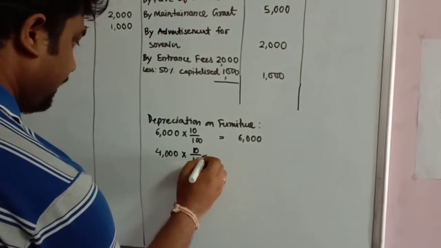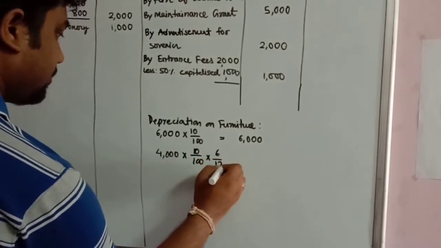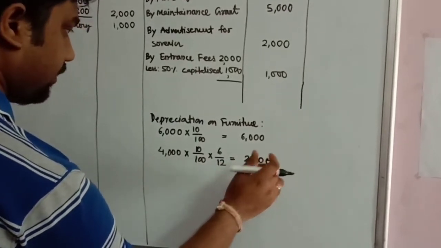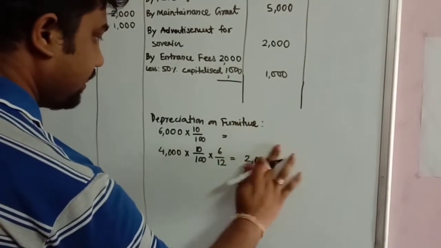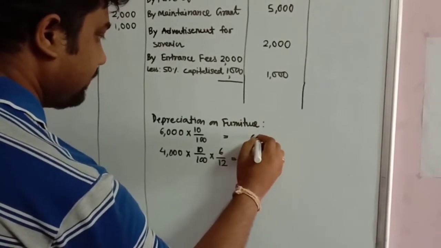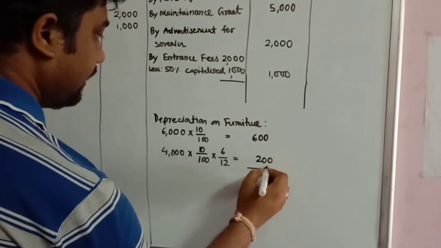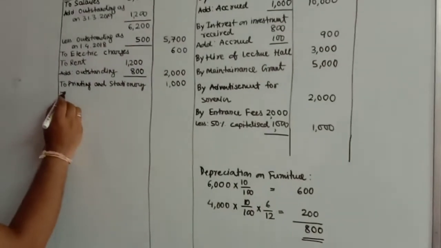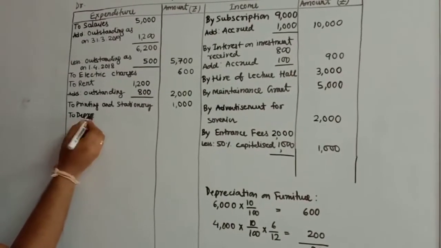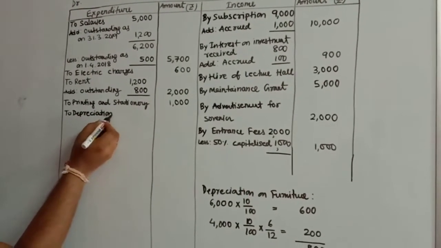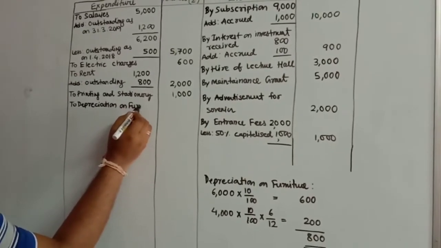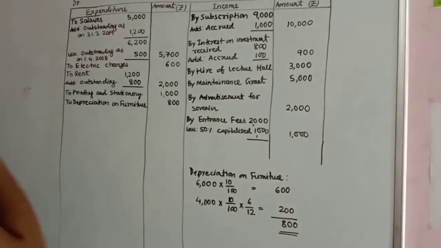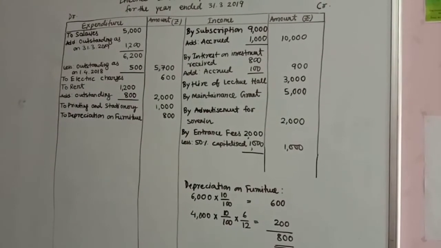10%, 10 by 100 into 6 by 12. So it comes up to be... sorry, not 2,000. Sorry, it will be 600 and 200. 600 and 200. It comes up to be 800. So you write here to depreciation on furniture 800 rupees. Okay, so this is the next item of expenditure.